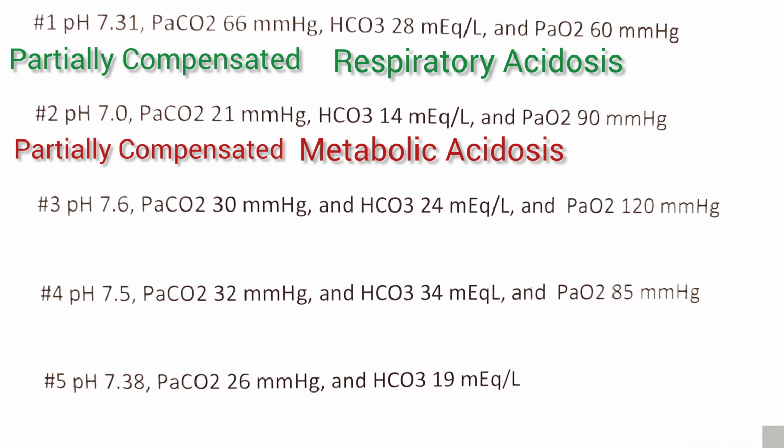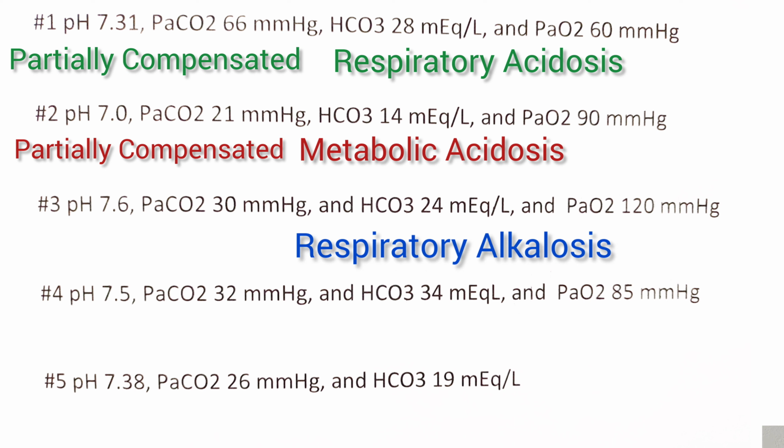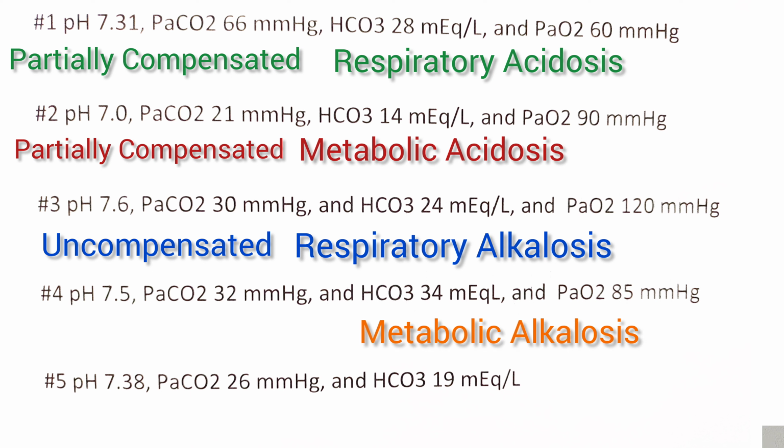For number 3, the pH is high and then the carbon dioxide is low, so that's respiratory alkalosis. Look at the bicarb. The bicarb is normal, so that is uncompensated respiratory alkalosis. For number 4, the pH is high and then the bicarb is high, so that's metabolic alkalosis. But when you look at the numbers, nothing is normal, so that's a partially compensated metabolic alkalosis.